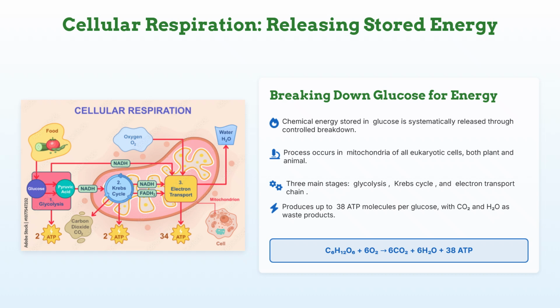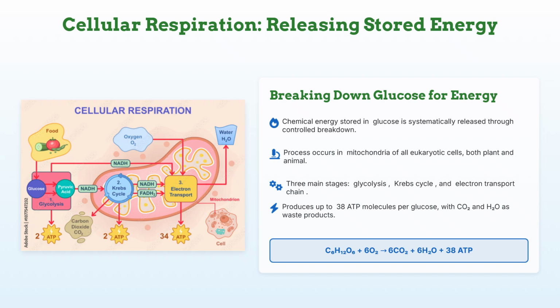Cellular respiration is the process by which cells break down glucose to release the chemical energy stored within its bonds. This process occurs in the mitochondria of all eukaryotic cells, making it universal among plants, animals, and fungi.